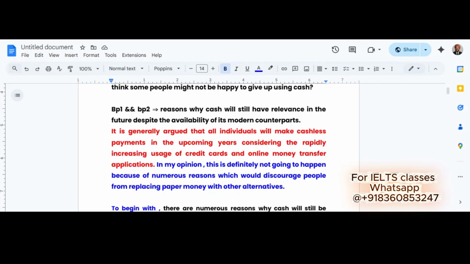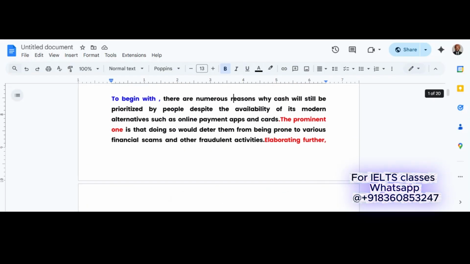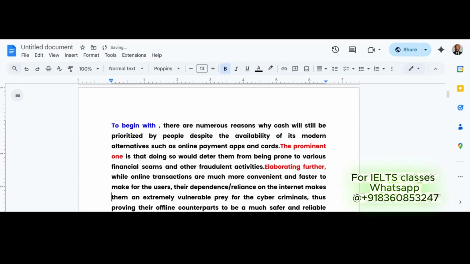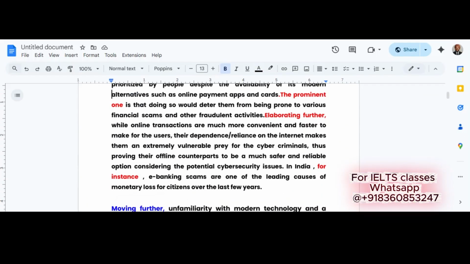So let's see. First we will talk about this aspect: why would people still be using cash? Why will cash still be a viable option in the future? Let's see. I'll just move this a bit down so that we can have a good view. Yeah, so you can see over here, just a second.